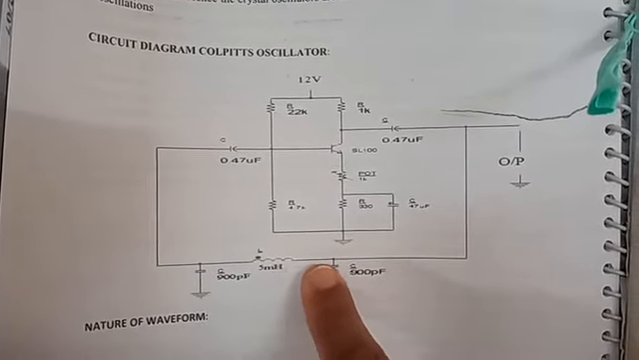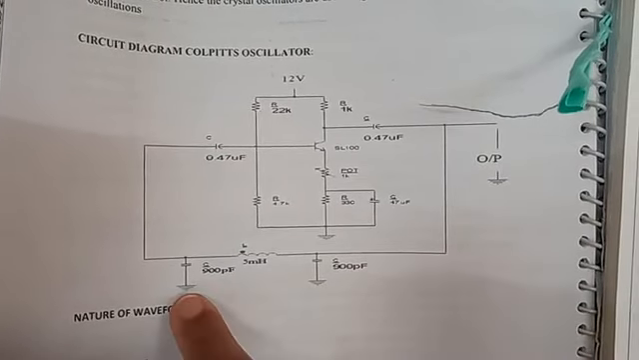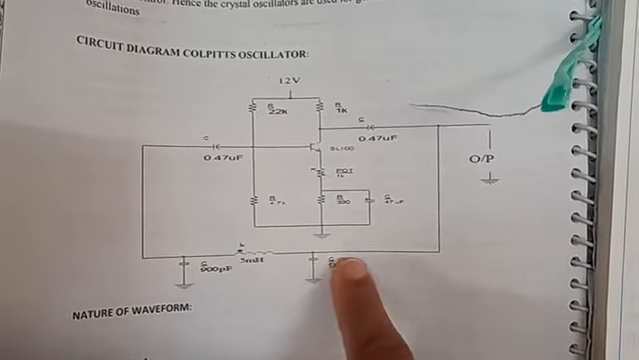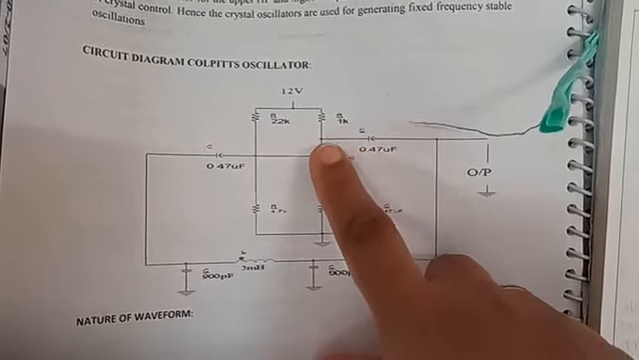One end is connected with the inductance box and one end goes to the ground. Here also one end will be the ground. Then that is connected to the capacitance, which is connected to the collector.